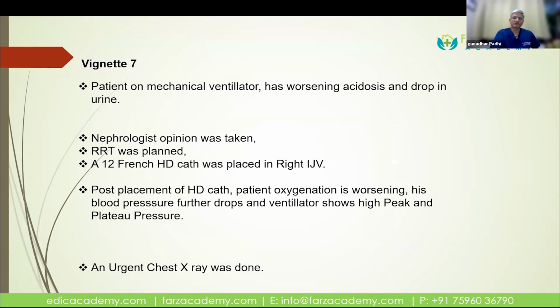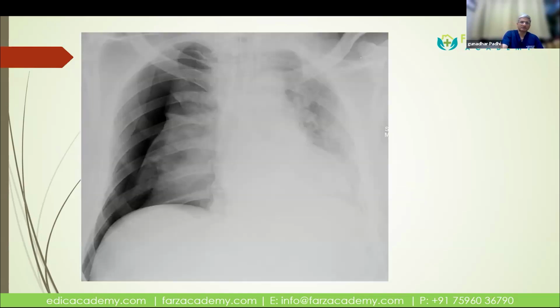Right. So now the patient had worsening acidosis and a drop in the urine output. So you have taken a nephrologist opinion and he was planned for renal replacement therapy, and you instructed your junior to put a hemodialysis catheter in the right IJV. And after the catheter placement, the patient suddenly became hypoxic and the oxygen parameters have worsened and there is a drop in the blood pressure. And again, the ventilator is showing high peak and plateau pressure. And this is the X-ray which was taken.